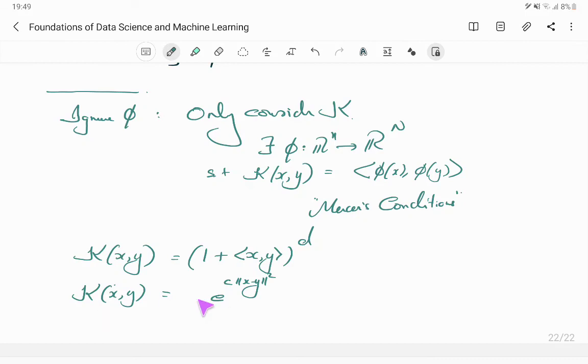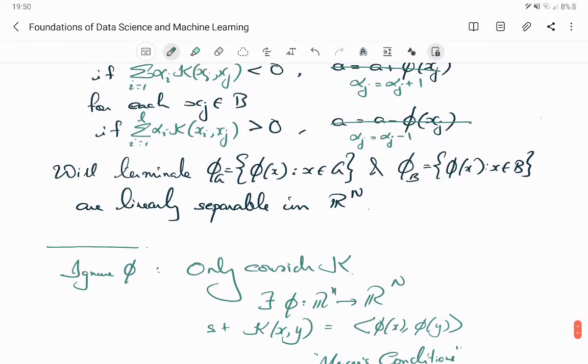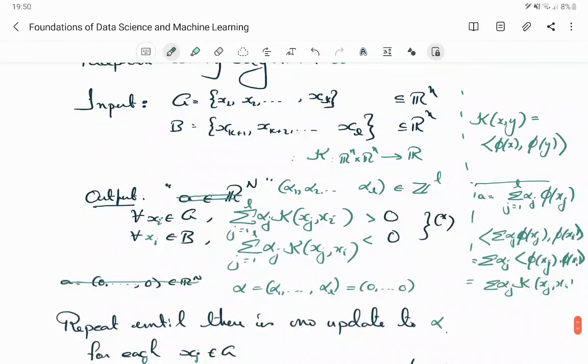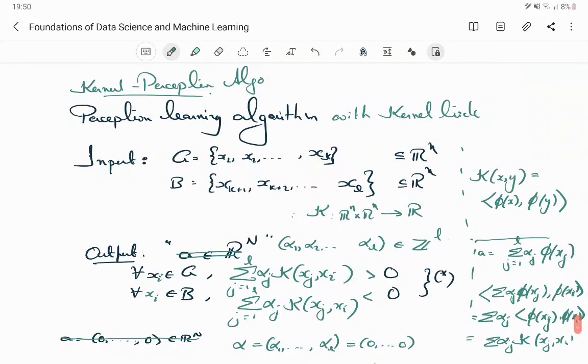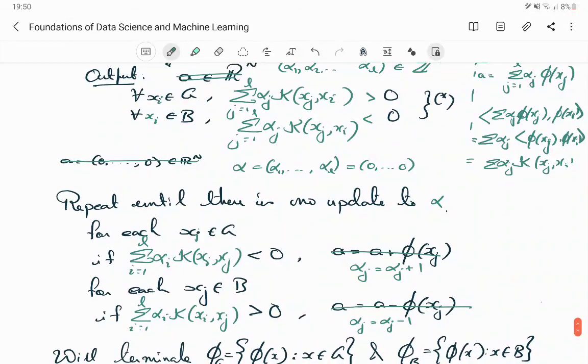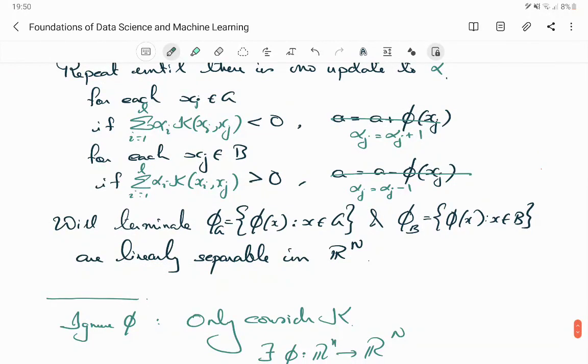To show that this is a kernel, your phi will turn out to be, interestingly, an infinite dimensional embedding, right? But there are popular kernels like this, all of which satisfy this requirement here, and you can use this to run this algorithm, right? By the way, this algorithm is called the kernel perceptron algorithm. Okay, this is called the kernel perceptron algorithm, and its convergence condition is the same.